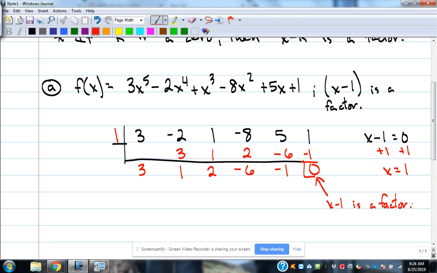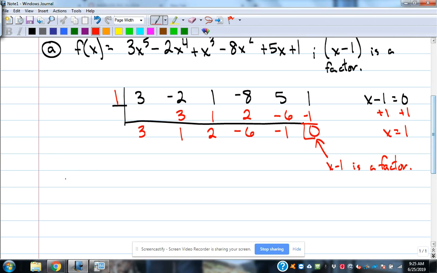If it tells you something is a factor and you don't get a 0 in that last spot, something went wrong. You could have missed a sign somewhere, may have mismultiplied or misadded, or it could be the fact that if there was a missing piece, you didn't put a 0 in that place. Remember, if there's a missing power of x, you got to put a 0 in its place. There wasn't any missing for this problem, but those are things that could cause it not to get a 0 in that spot if they already told you that something was a factor.